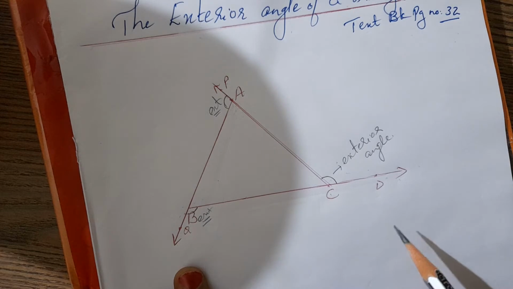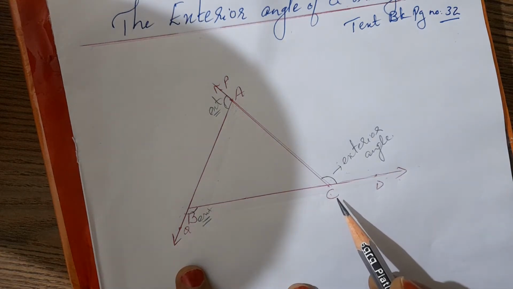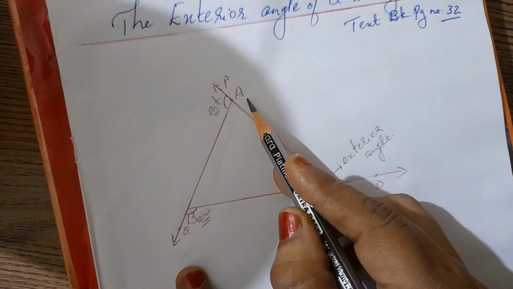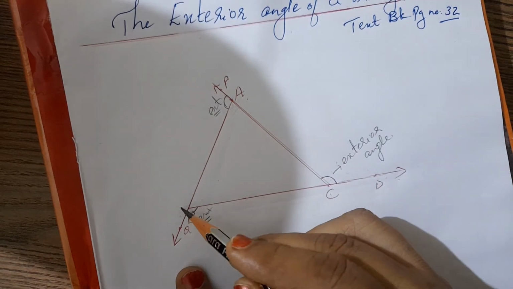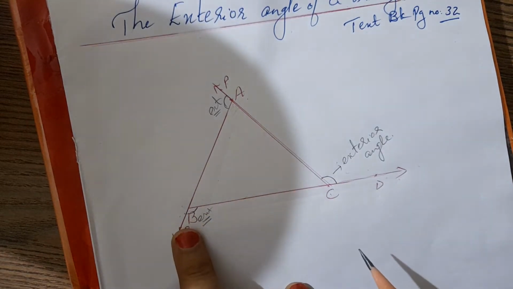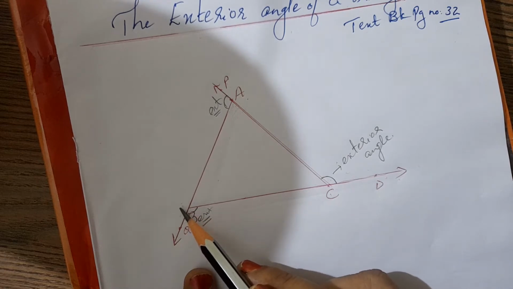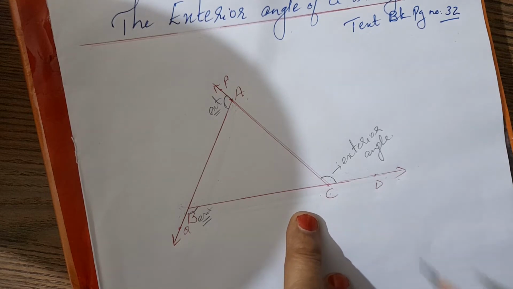Now, as we have already learned, vertically opposite angles are equal. That means, children, if I extend this side, I will get one more angle that will be exterior. Similarly, at this particular vertex B also I will get one vertically opposite angle. So here also an exterior angle, and here also one exterior angle I will get. So that I will show in the next figure, right?